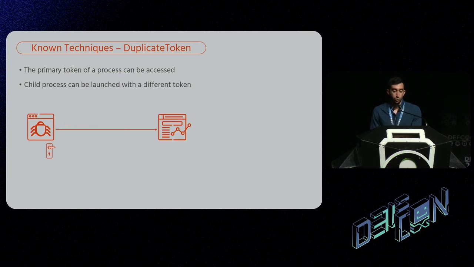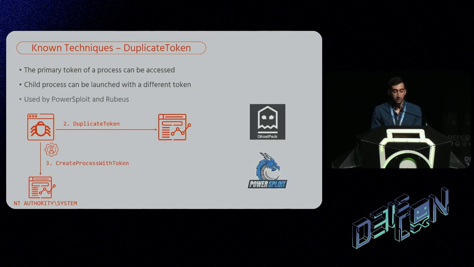Then we'll call duplicate token, which gives us a new token with the same security identifiers that we can use with the call to create process with token to launch a new child process as NT AUTHORITY\SYSTEM. This is a very simple technique, and it is implemented in PowerSploit and Rubeus.